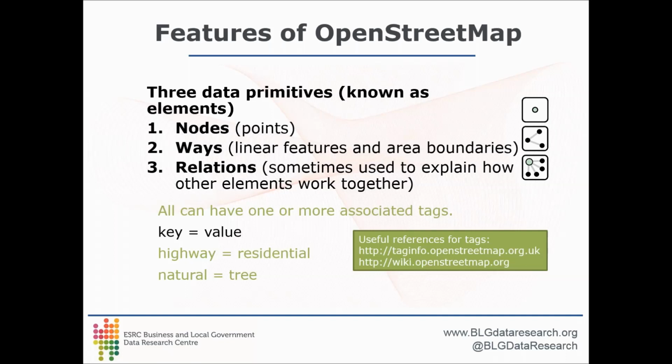And then those spatial data elements can have associated with them a number of different tags that represent the attribute information. And they take the form of a keyword equals a particular value. So the tags are what you use to tell the software and the data set what is this type of point feature or line feature. So you might have a tag along the lines of highway equals residential for a residential street, or natural equals tree, or something of that sort.